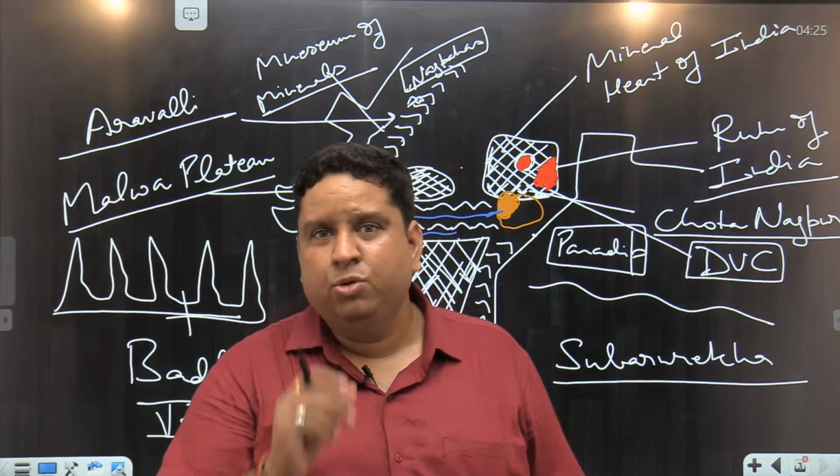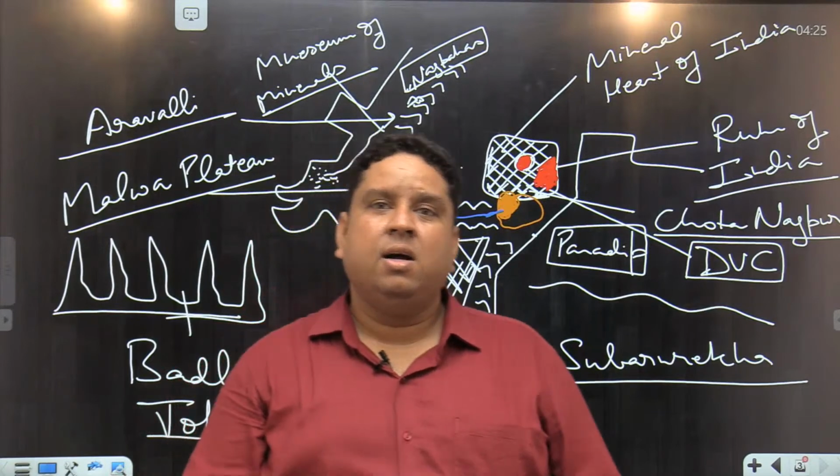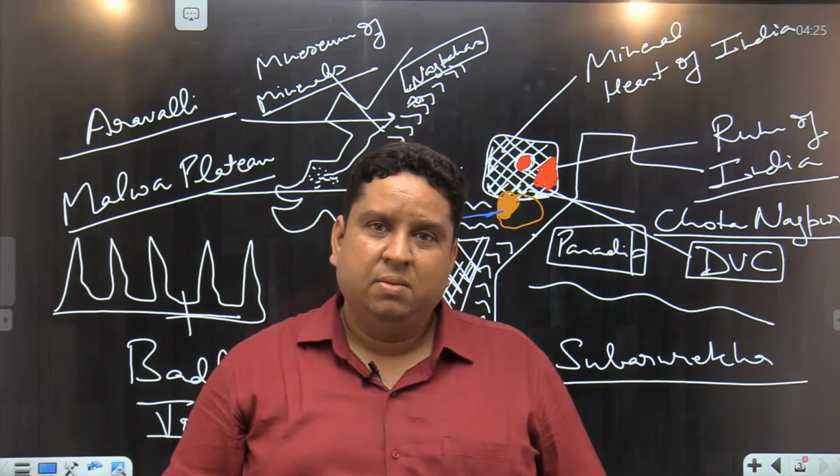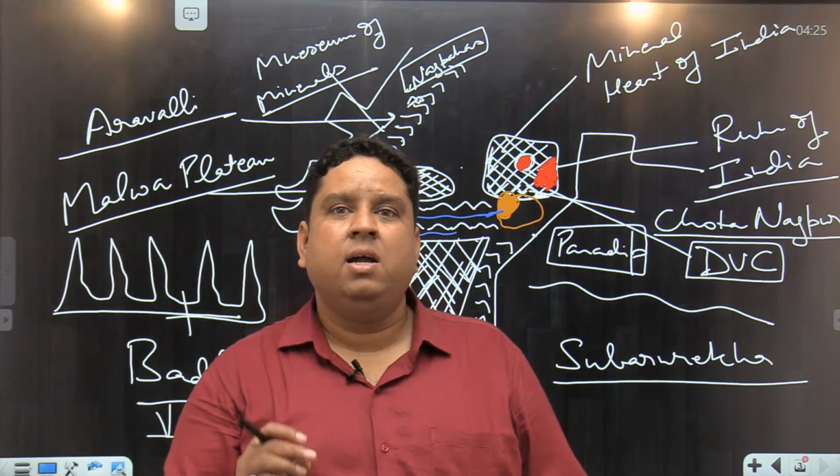Next important point which you should keep in mind is that the meeting point of Western Ghat and Eastern Ghat is Nilgiri Hills. Nilgiri Hills are located in 3 states: Tamil Nadu, Kerala, and Karnataka.